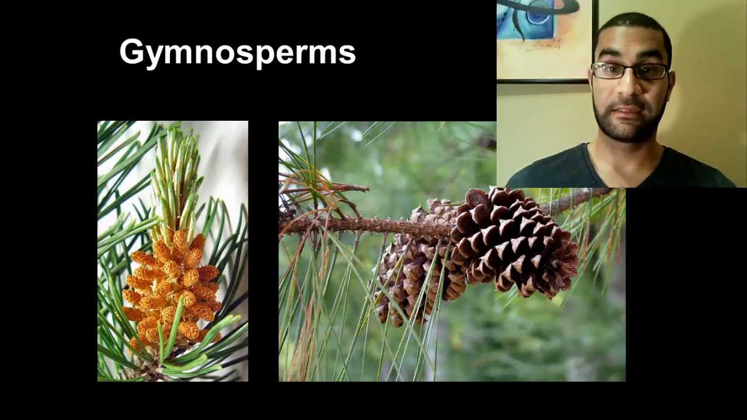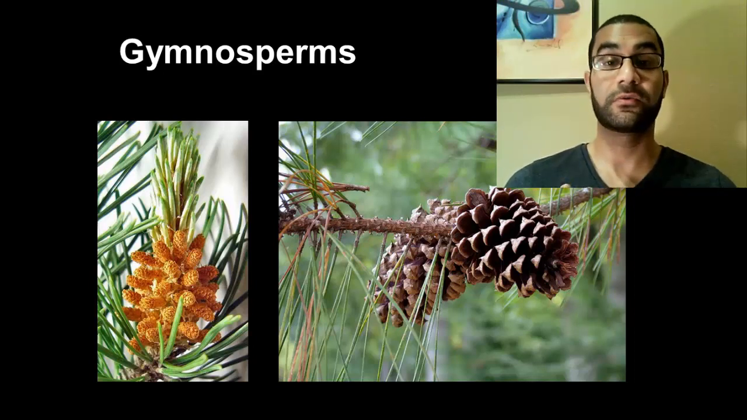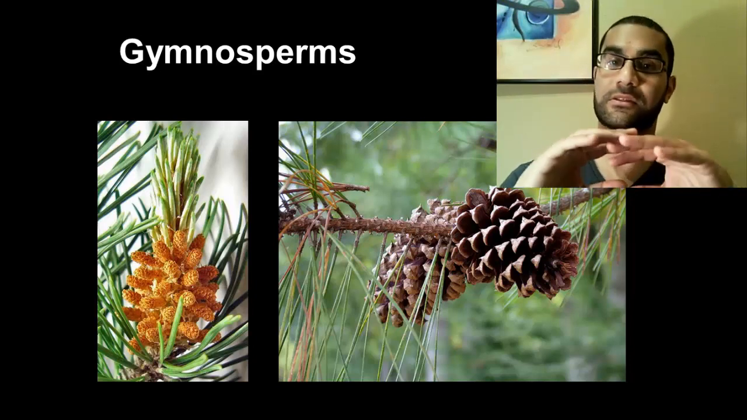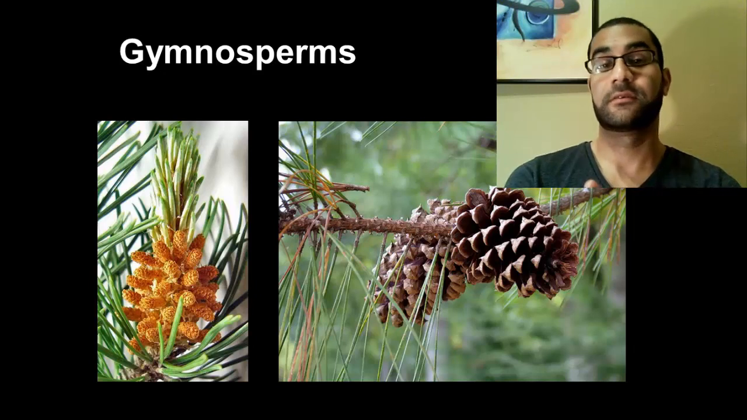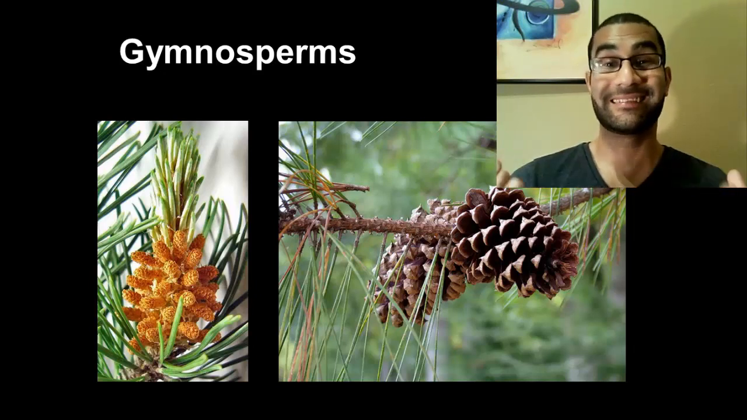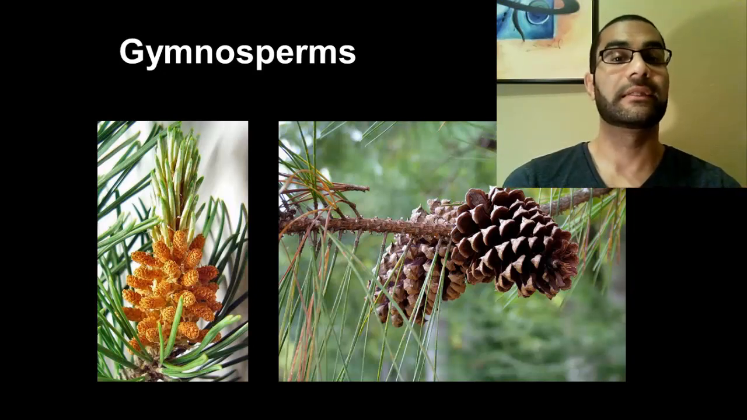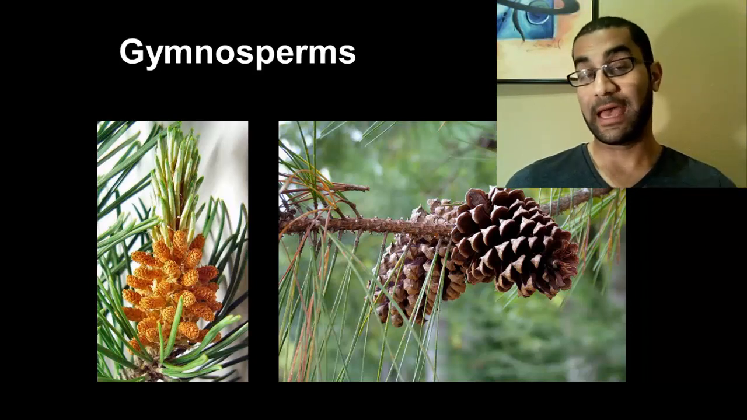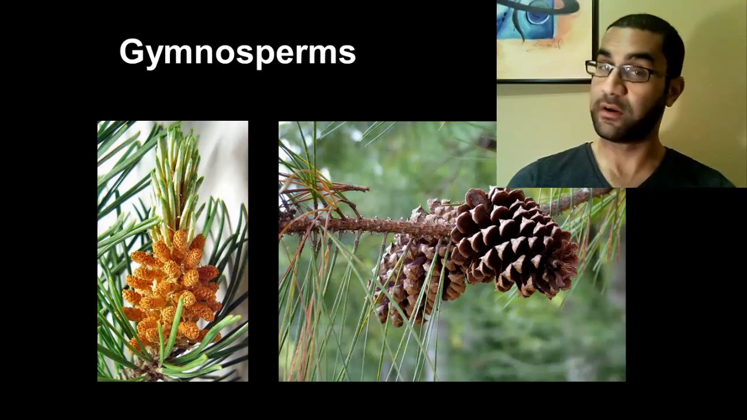But again, anything that uses pollen cones and seed cones and has a seed that's not surrounded by something, that seed is what we consider a naked seed. It's exposed. That's what we call a gymnosperm. All right, so gymnosperms are pretty advanced. They make up a pretty large category of plants on Earth today. They have vascular tissue, so they can become very, very large.